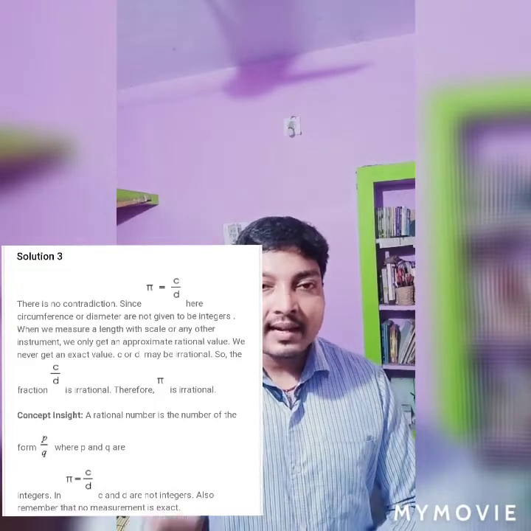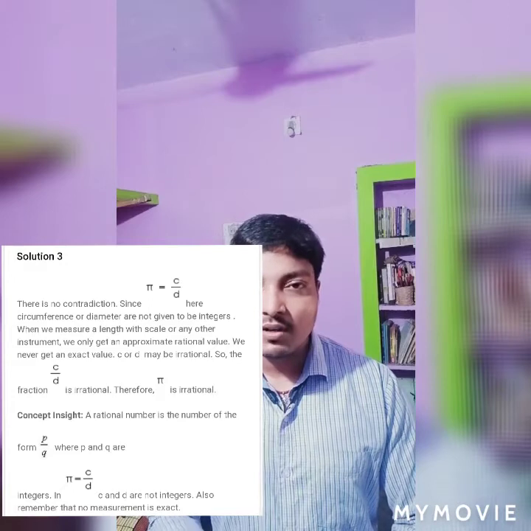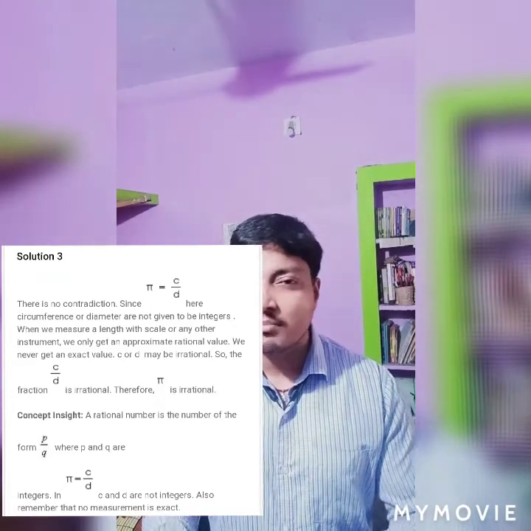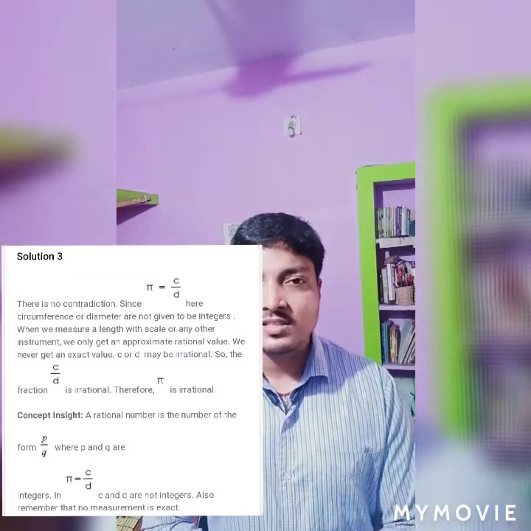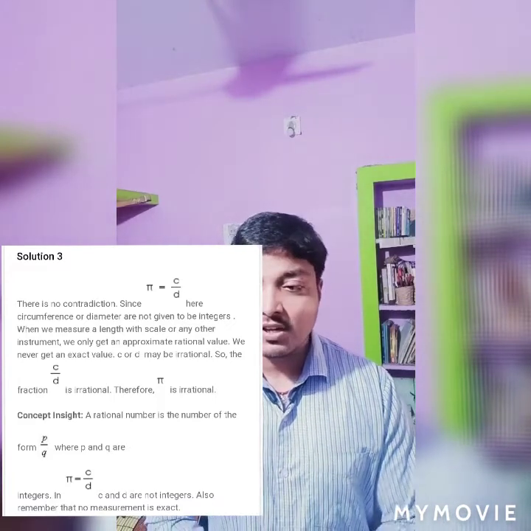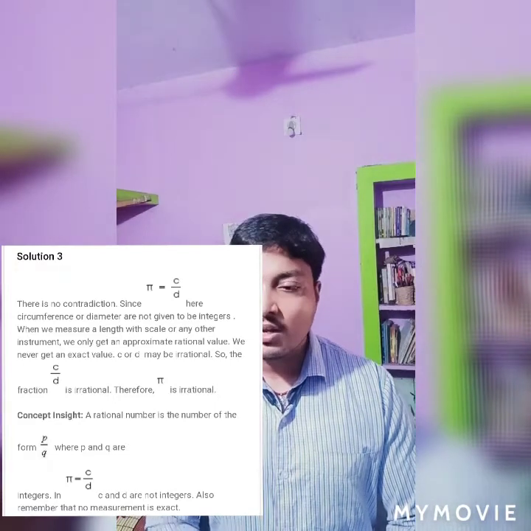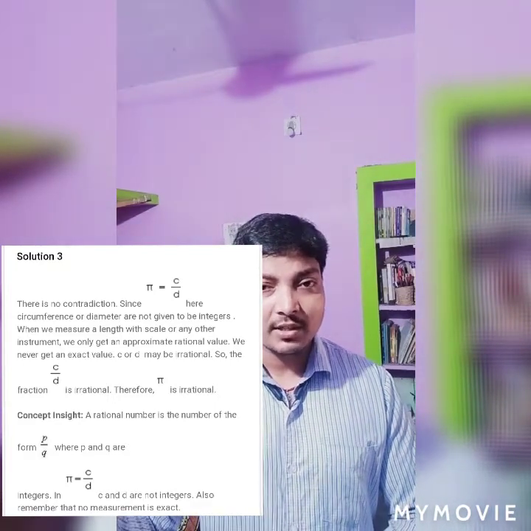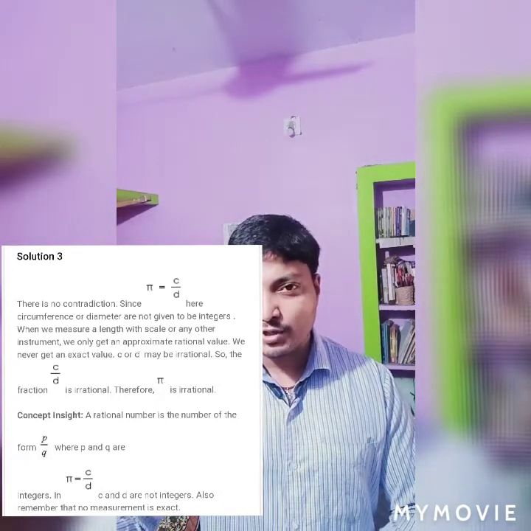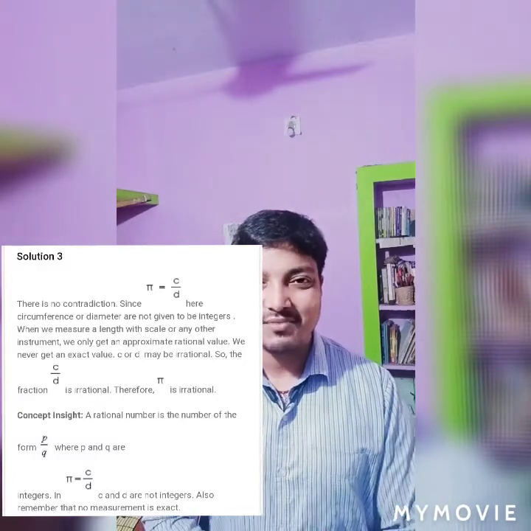and you already said that p by q form means rational form. But here one says that you just have to measure the circumference and the diameter using a measuring tape or a scale, and you will always get an approximate rational number. So the upper one is an approximate rational number, the lower one is also an approximate rational number, but to be a rational number the upper one must be an integer and the lower one must be an integer. But here we are getting approximate rational numbers in both, so pi is an irrational number.